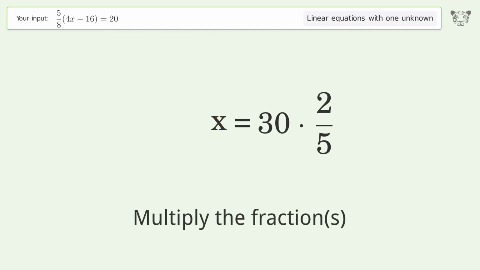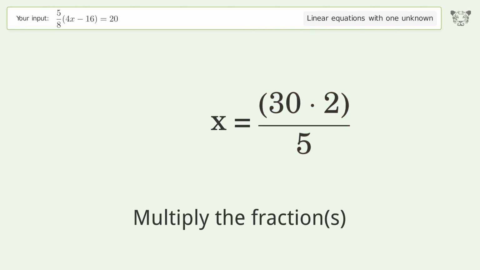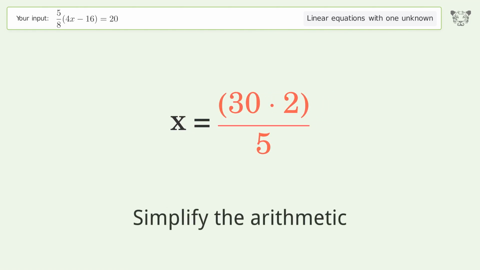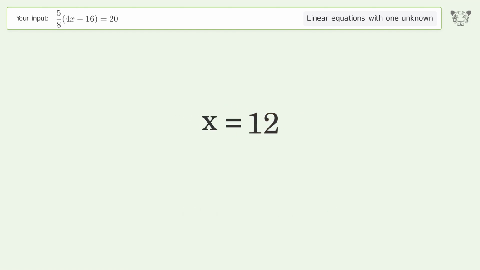Multiply the fractions. Simplify the arithmetic. And so the final result is x equals 12.